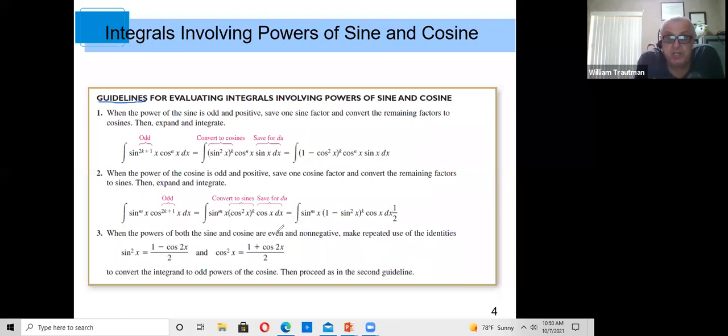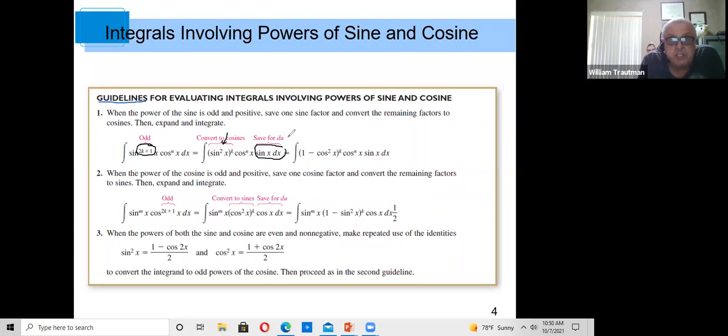And I would have this in front of me when I'm doing these problems, or write this down or print this out. If the sine is odd, they want you to convert the sine to cosine. Okay, that's what they're saying. If the sine here is odd, they want you to convert it to cosine, but they want you to take one of the sines out.